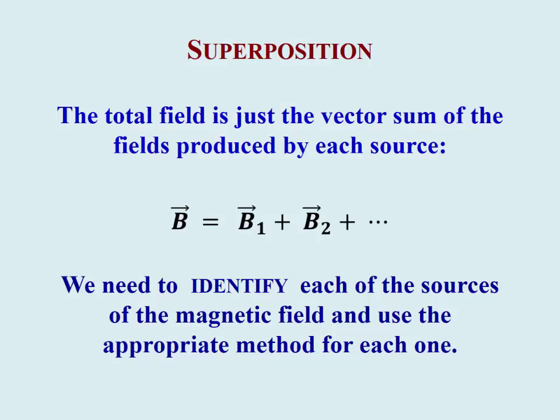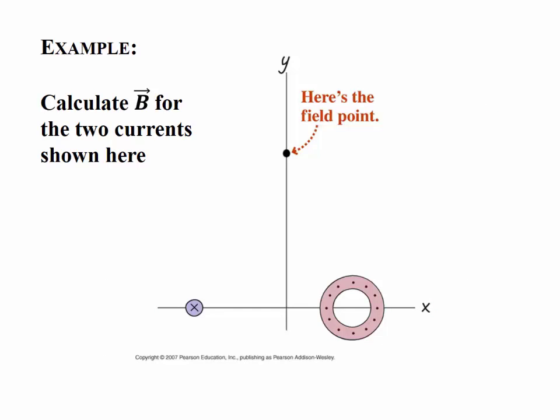Okay, now the next main method you encounter is superposition, which you've already seen for electric fields. The total field is actually the vector sum of the fields produced by each source. So if you've got more than one source, you identify each source of the magnetic field and use the right method for each one. Here's a simple example where there's a long wire shown in blue with a current flowing into the screen, and on the right side there's a current flowing out of the screen in a circular hollow conductor that would have to be attacked with Ampere's law.